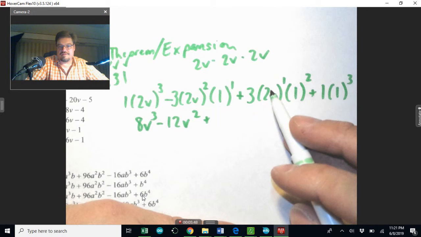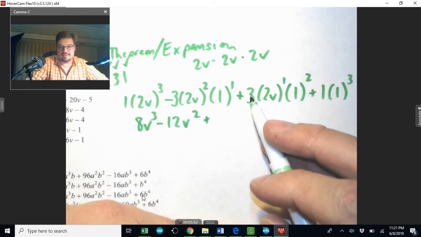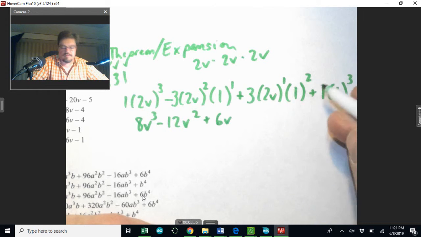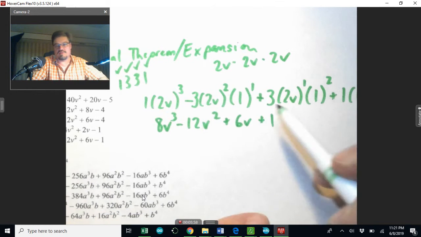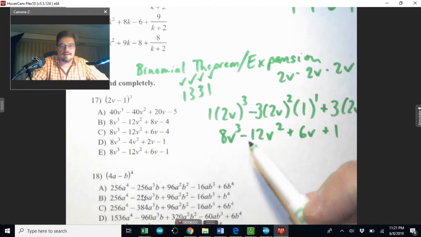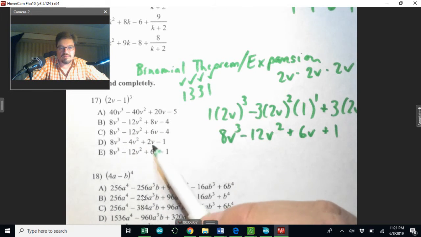Alright, so 2 to the first power is 2. V to the first power is also v. 2 times 3 is 6. V to the first. And then all this over here is just 1. Now maybe I could have stopped earlier, but I wanted to talk through the process in case the test is a little harder. So it looks like we've got negative 12 plus 6v.